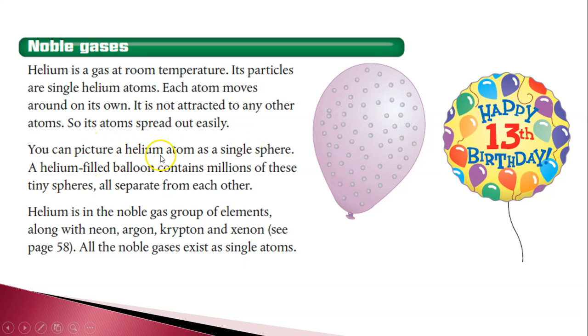You can picture a helium atom as a single sphere. A helium-filled balloon contains millions of these tiny spheres, all separate from each other. Helium is in the noble gas group of elements that you have learned in the previous term, along with neon, argon, krypton and xenon. All these are noble gases. All the noble gases exist as single atoms. They always exist as a single atom.